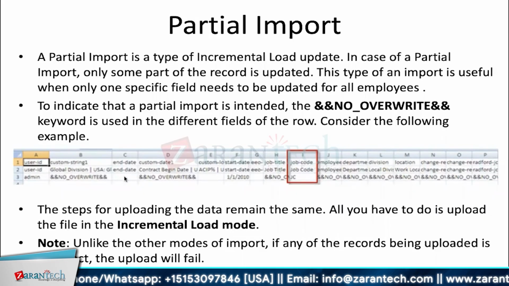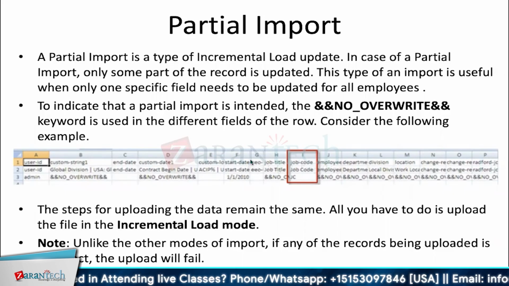We clearly observe in this file format, the user ID, the first column, is present, and the column that has data to be updated has to be updated. So the user ID column, and the columns for which you want to update the data, are what you have to maintain. For all the rest in between, all columns can be given with the string double ampersand, capital letters NO_OVERWRITE, again ending with double ampersand. This is the way you can have it.